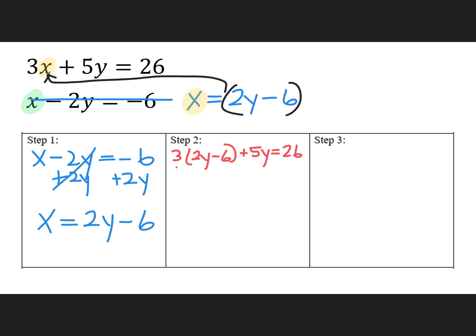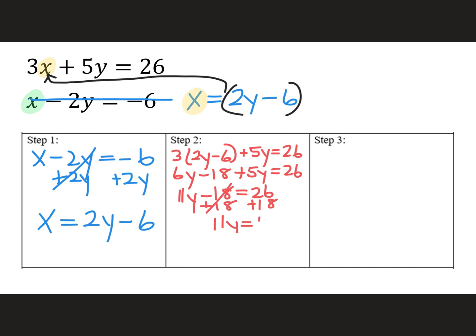I'm going to distribute first, so 6y minus 18 plus 5y equals 26. Combine like terms, 11y minus 18 equals 26. All right, now it's just a matter of solving a 2-step equation, and I'll get 11y equals 44, divided by 11, so y equals 4.